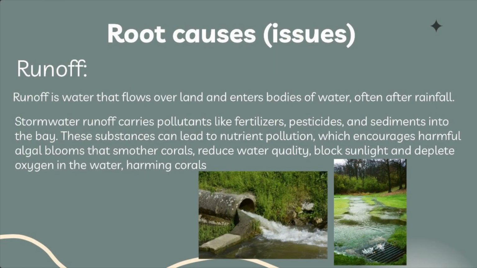Now I'm going to be talking about some root causes, some issues of Biscayne Bay's coral degradation and pollution. One issue is runoff. Runoff is basically water that flows over land and enters bodies of water, often after rainfall. An example would be when stormwater runoff carries pollutants like fertilizers, pesticides, and sediments into the bay. These substances can lead to nutrient pollution, which encourages harmful algal blooms that smother corals, reduce water quality, block sunlight, and deplete oxygen in the water, harming corals.